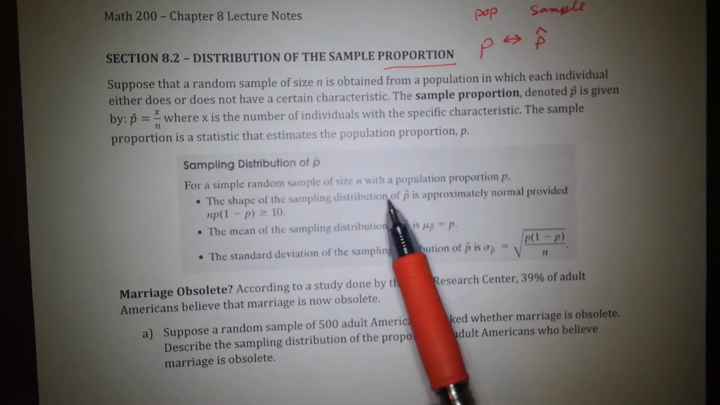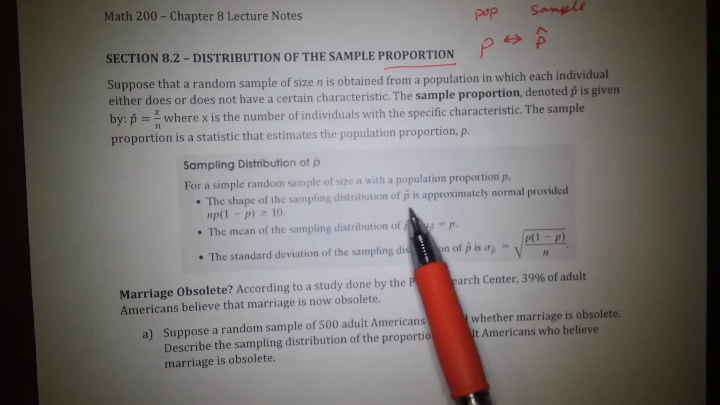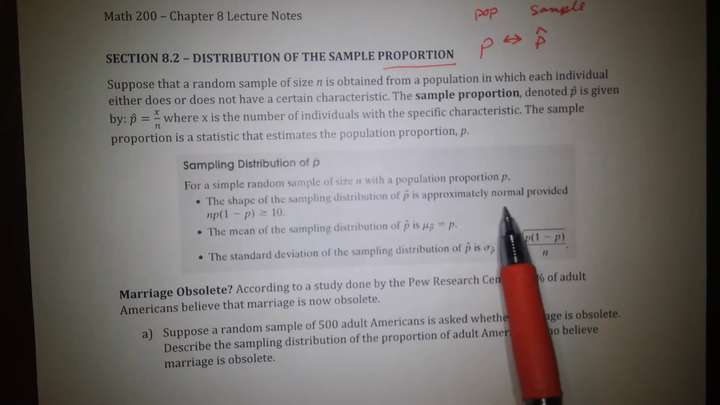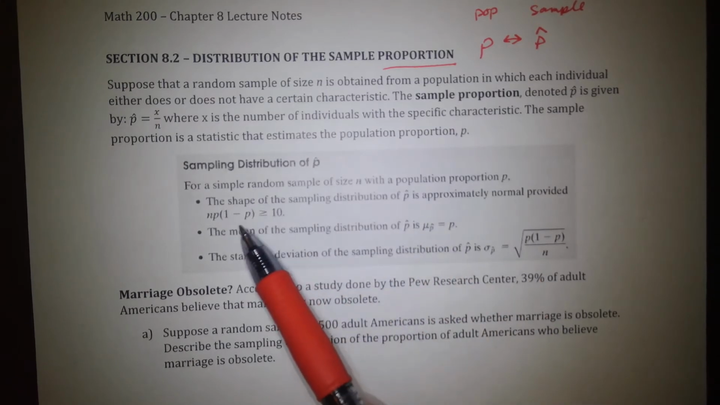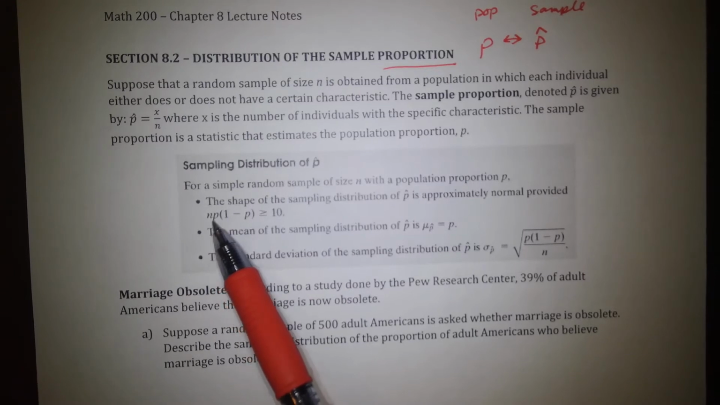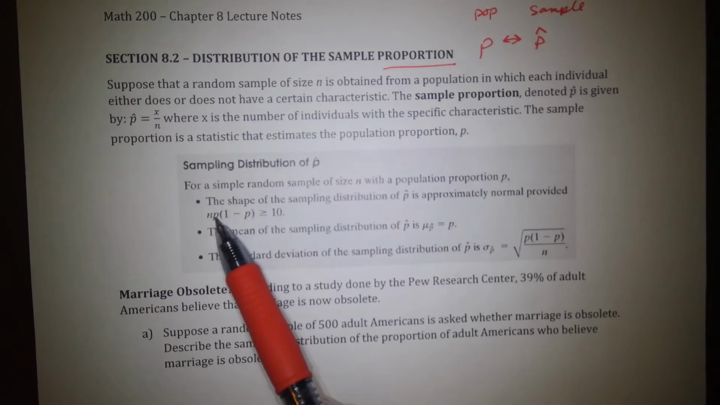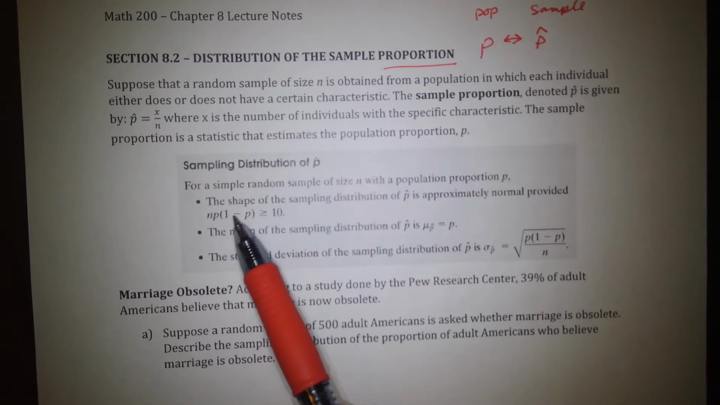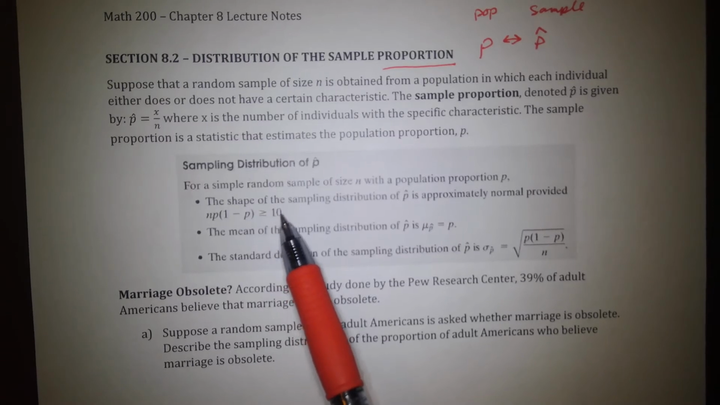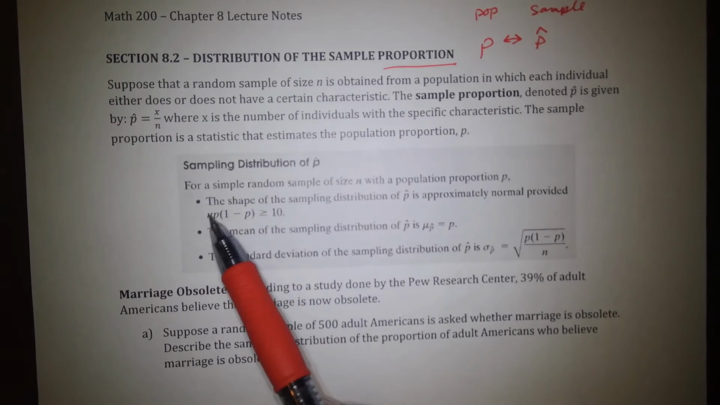For a simple random sample of size n with a population proportion of P, the sampling distribution of P hat is approximately normal, provided that this is true. In other words, n and P, which is the population proportion, have to be large enough so that when we multiply n times P times 1 minus P, you get a number that's greater than or equal to 10. So both have to be large, or one has to be large if the other is going to be small.